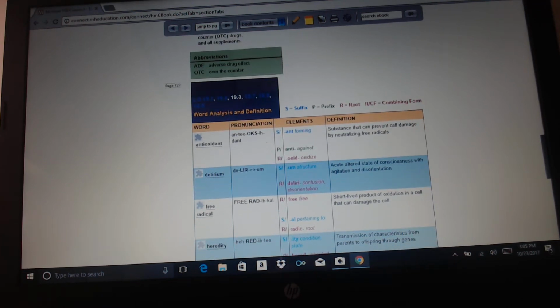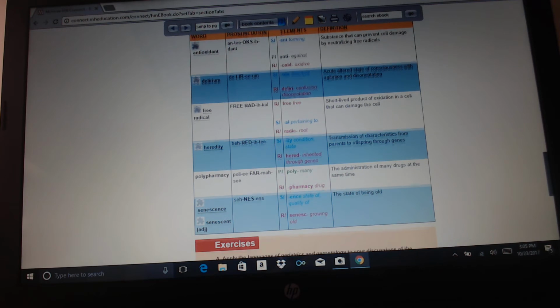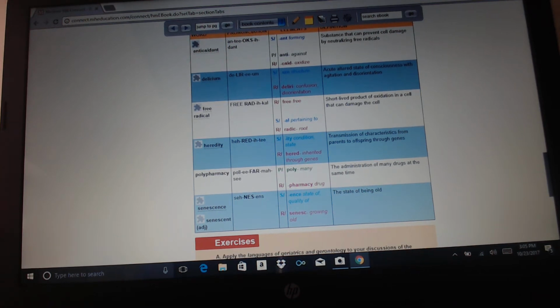ADE is adverse drug effect. OTC is over-the-counter. Antioxidant: oxide is to oxidize. Anti is against, and ant is a suffix meaning forming, a substance that can prevent cell damage by neutralizing free radicals. Delirium is confusion, disorientation. Is structure. Acute altered state of consciousness with agitation and disorientation. Free radical: free means free, radic means root, al is pertaining to. A short-lived product of oxidation in a cell that can damage the cell.